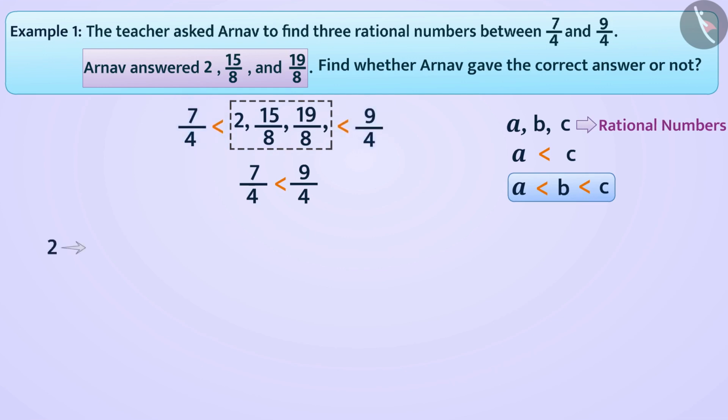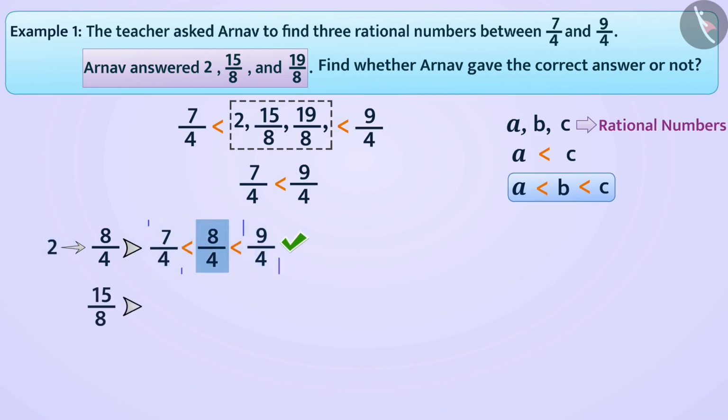We can write 2 as 8 by 4. In this way, we know that 7 by 4 is less than 8 by 4 is less than 9 by 4. Means 2 is between 7 by 4 and 9 by 4. Is 15 by 8 also a rational number between these two rational numbers? Think.